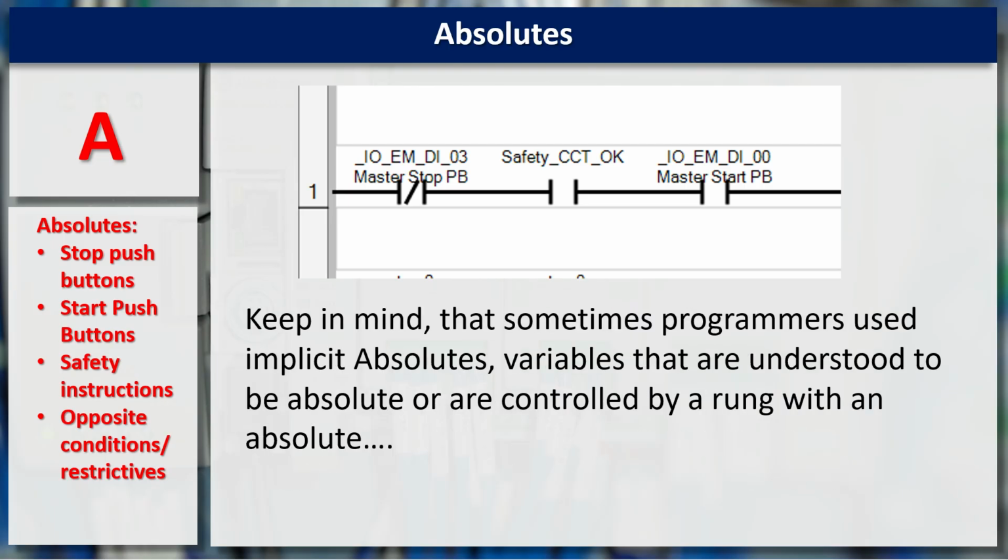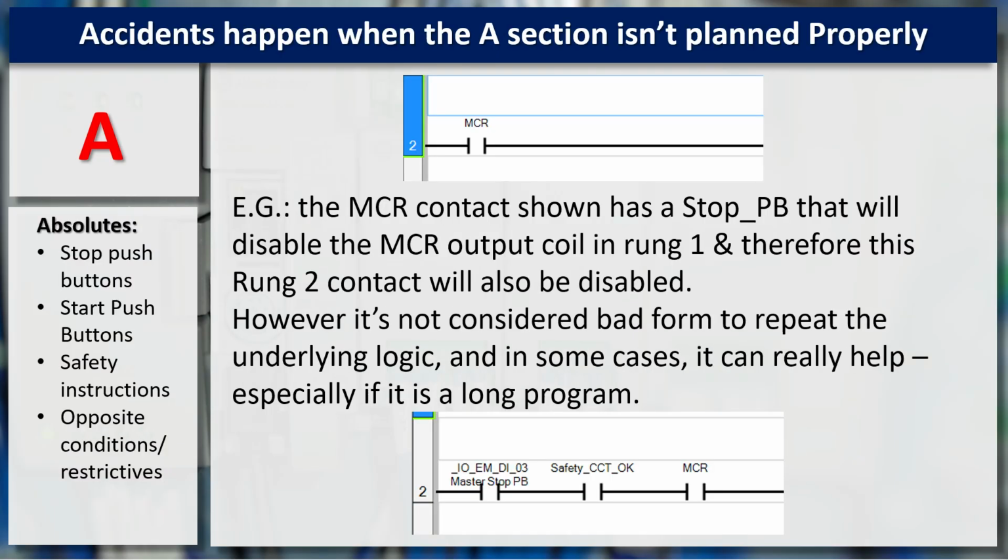Keep in mind that sometimes programmers use implicit absolutes, variables that are understood to be absolute or are controlled by a rung with an absolute. For example, the MCR contact shown has a stop push button that will disable the MCR output coil in rung 1. And therefore, this rung 2 contact will also be disabled. However, it's not considered bad form to repeat the underlying logic. And in some cases, it can really help, especially if it is a long program.